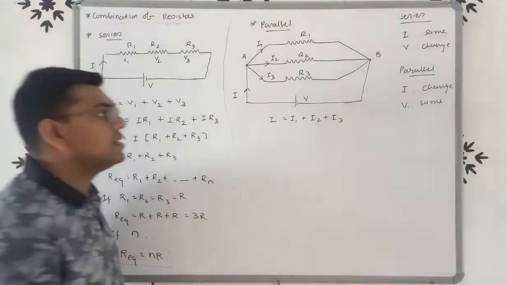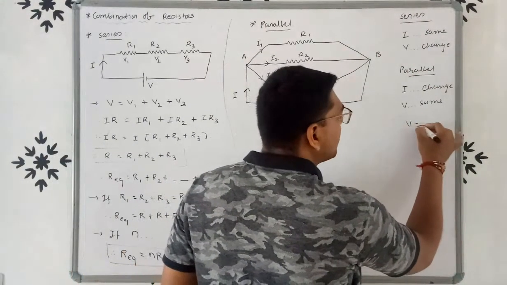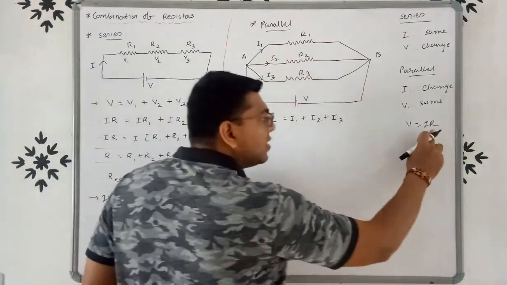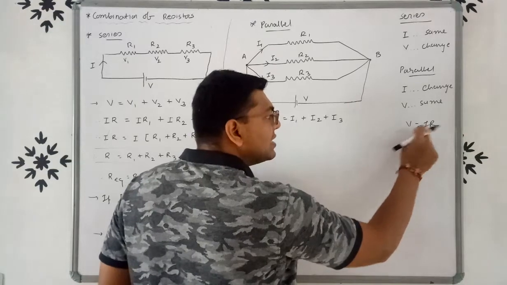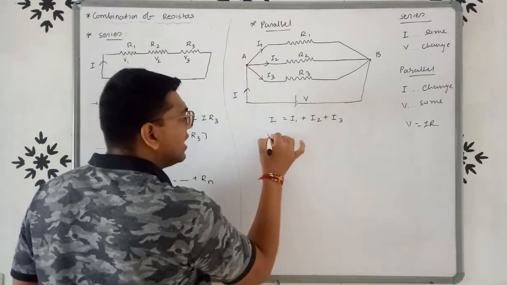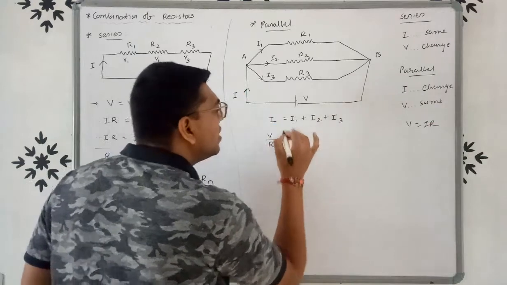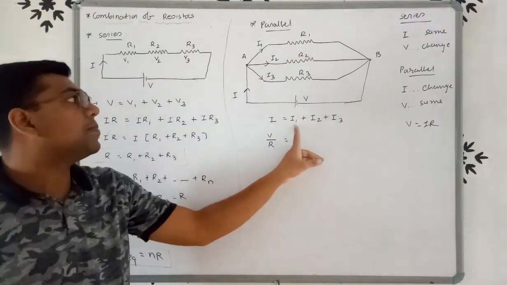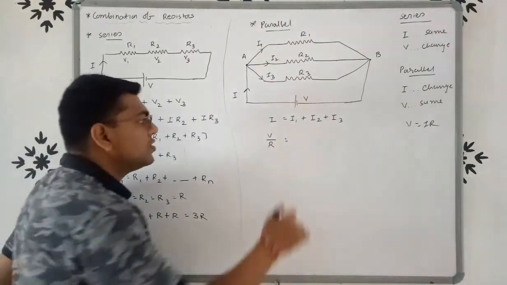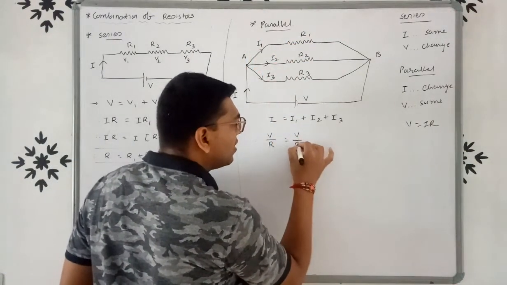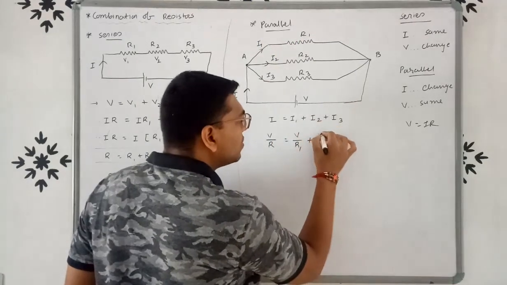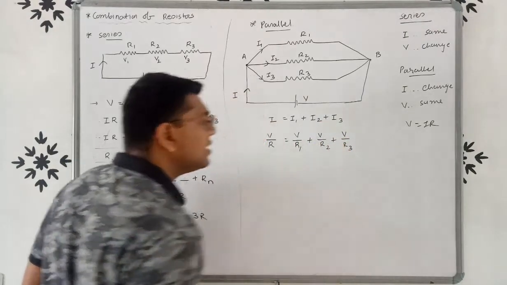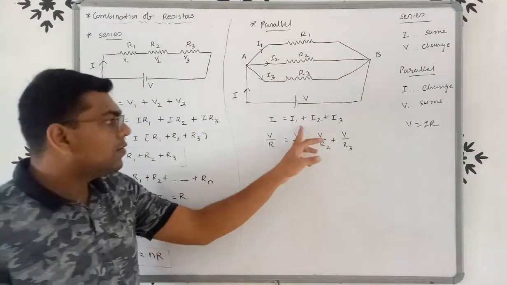Now we know, friends, the equation of Ohm's law: V equals IR. Now if we want to find I, then from this equation we can write I equals V upon R. Now for I1, the voltage will be the same, but the resistor is R1. So I1 equals V upon R1, I2 equals V upon R2, and I3 equals V upon R3. Right? Here V will be the same.